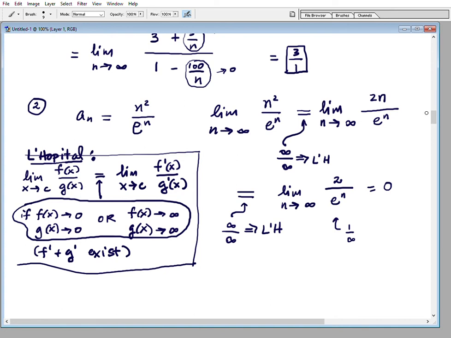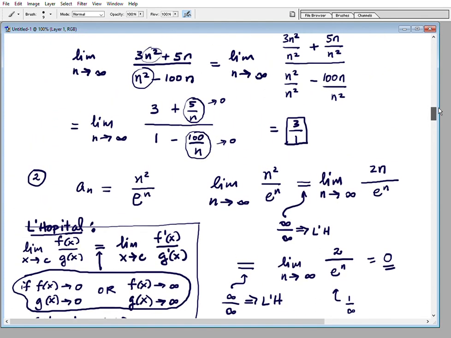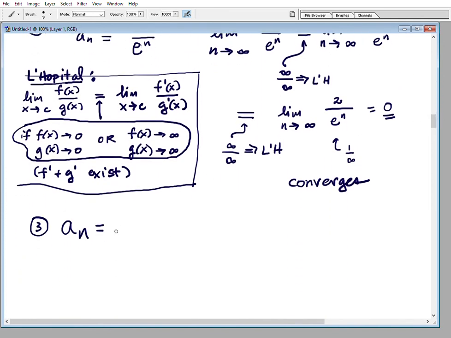Let me see. Maybe just one more. A sub n. So it converges as long as it's a finite number. Okay, converges. And this one too, only infinity or minus infinity. Okay, so let's do another one.